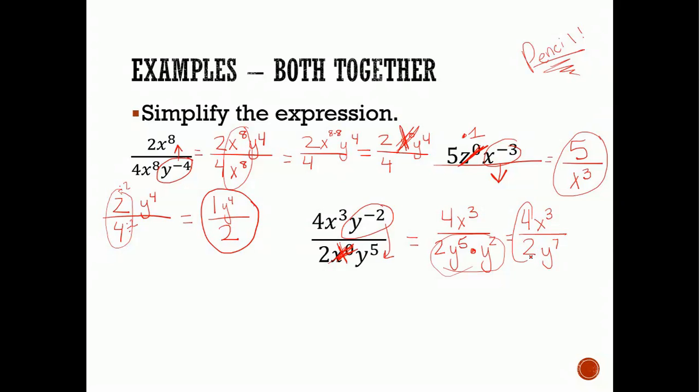Last thing, 4 over 2. That does simplify down to just 2 over 1 for my final answer.